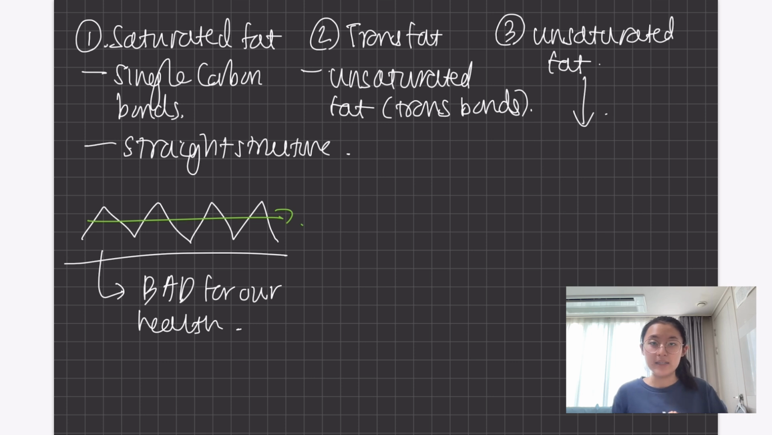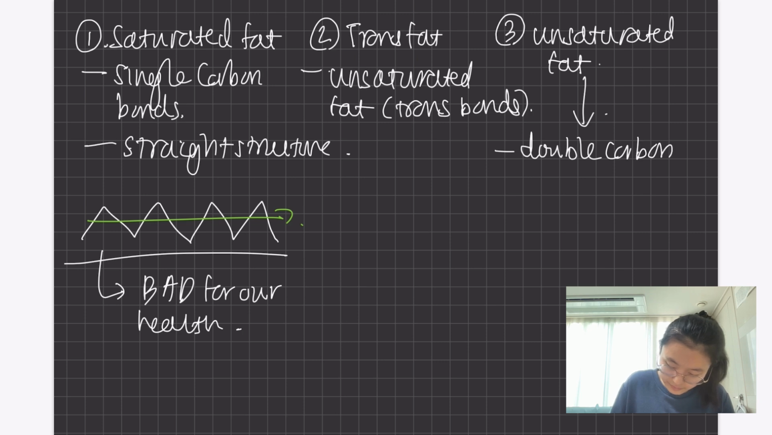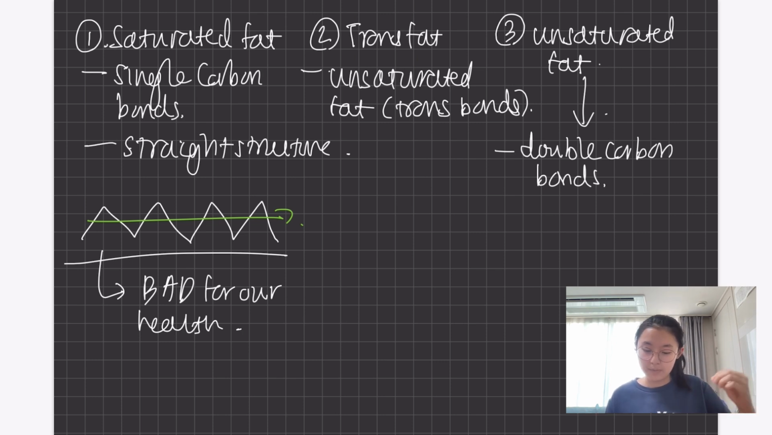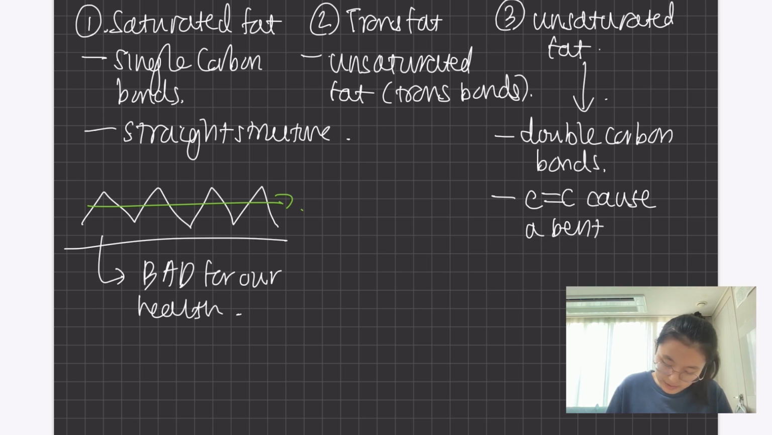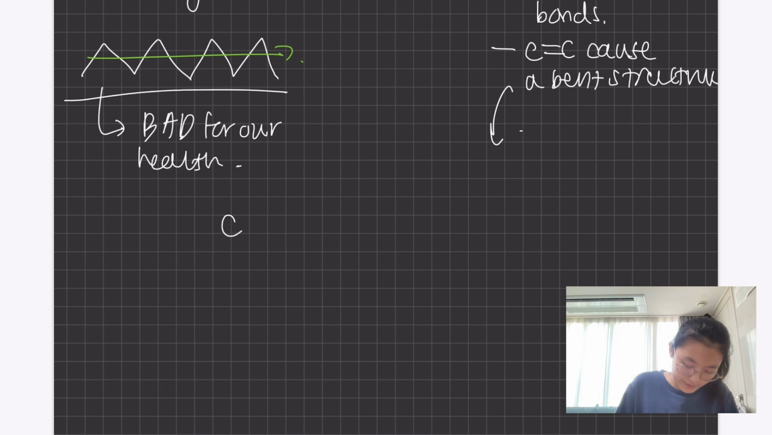Now, unsaturated fat is a type of fat that has double carbon bonds. But again, it's not only double carbon bonds, they also have single carbon bonds, but they do have a couple of double carbon bonds, and depending on the number of double carbon bonds that unsaturated fats may have, we can classify it into monounsaturated and polyunsaturated fat. But these double carbon bonds give a bent structure for the unsaturated fat because it introduces a kink. And I'll show you what I mean by that by drawing a chemical formula of it.